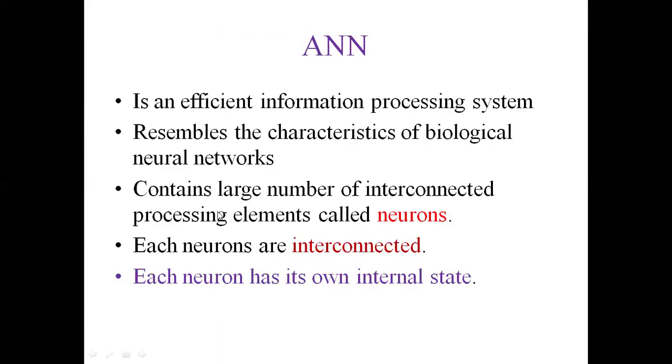Now coming to the next one, that is, what is ANN? So this is a basic introduction of ANN, that is, it is an efficient information processing system and it resembles the characteristics of a biological living network. So இந்த ஏஎன்என் பார்த்தீங்கன்னா நம்மளுடைய நார்மல் ஹியூமன் பிரெயினை ரிசம்பிள் பண்ணும் and it contains a large number of integrated processing units called neurons.